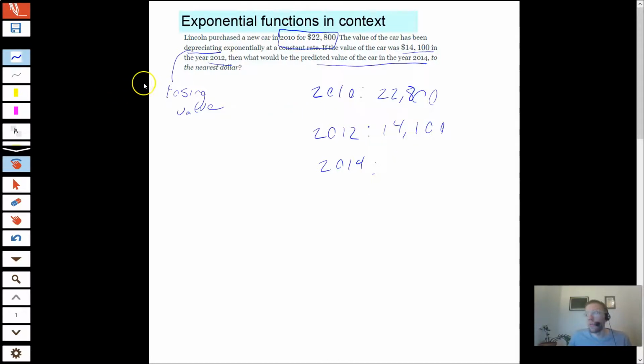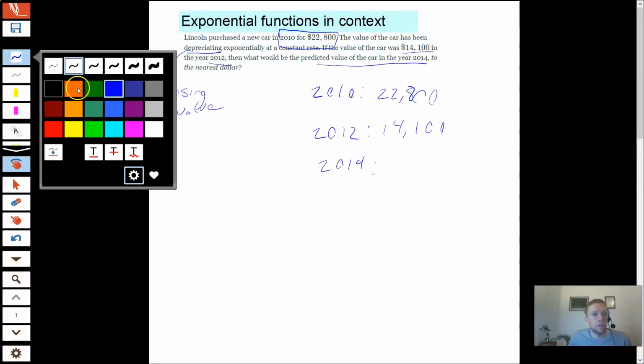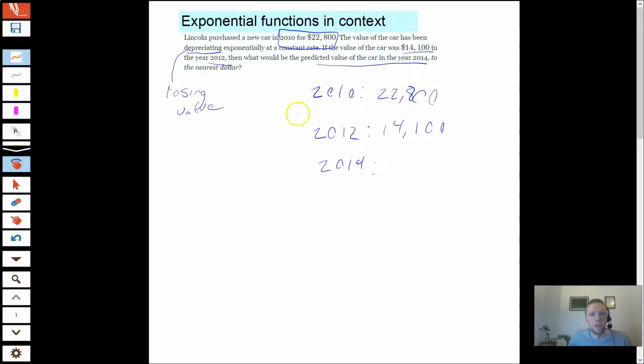What we can do, this is the number one trick to make these easier, is rename our years. If we start plugging in 2010 and 2012, it's going to get sort of ugly. So instead I'm going to call 2010 year 1. Actually, let's call it year 0, that'll make it even easier. 2010 is year 0, 2012 then would be year 2, and 2014 would be year 4.